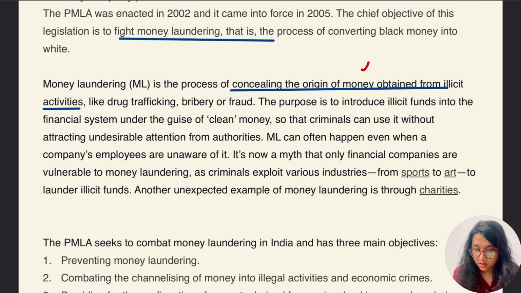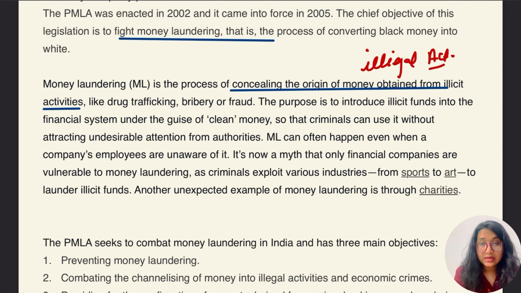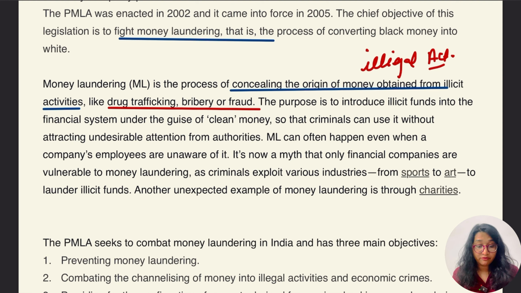So the money which is obtained from illegal activity is engaged in some other activities, circulating in other activities, and from that the black money is converted into white. Like drug trafficking, bribery or fraud. The purpose is to introduce illicit funds into the financial system under the guise of clean money. The main agenda is to convert that black money into clean money, so that the criminal can use it without attracting undesirable attention from the authorities.